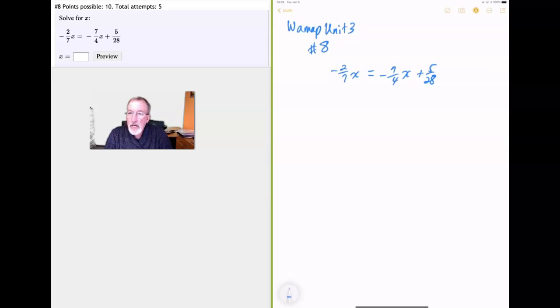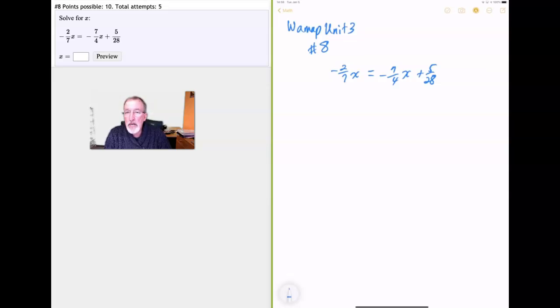Okay, let's take a look at problem number 8. This is WAMAP Unit 3, Math 55, and we are using fractions with x. We're solving for x, and so fractions add one more level of complexity. But we're going to follow all the same rules.